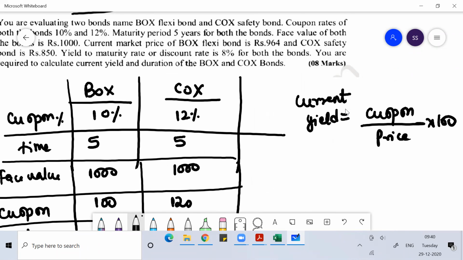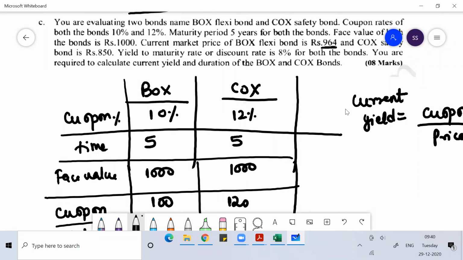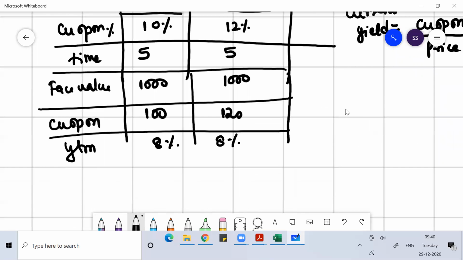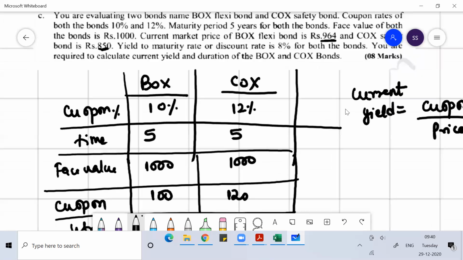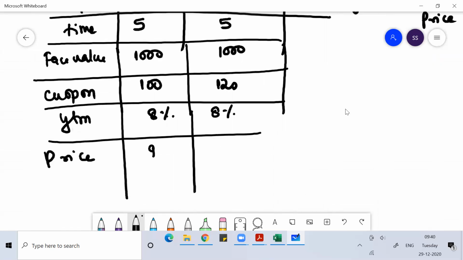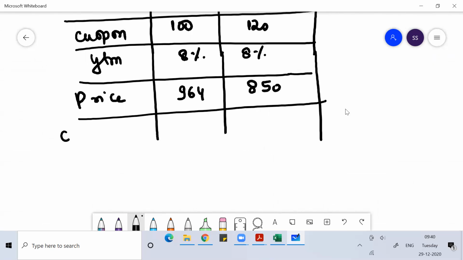Here, you can see the price of the bond is given to you. BUX is 964 and CUX is 850. BUX price is 964 and CUX is 850. Now with this, you can find the current yield.